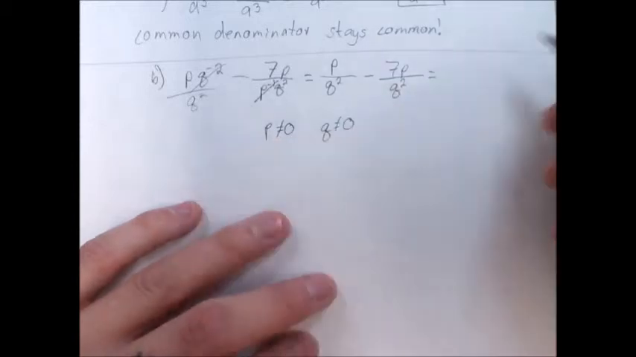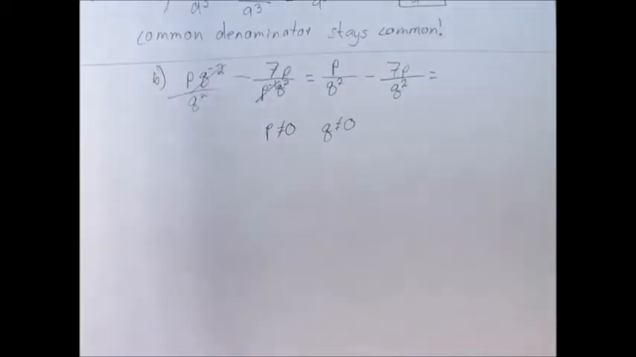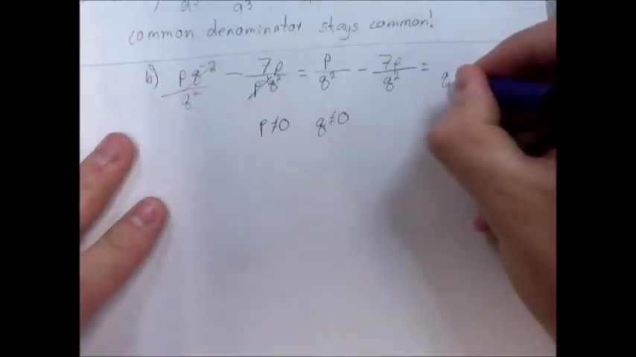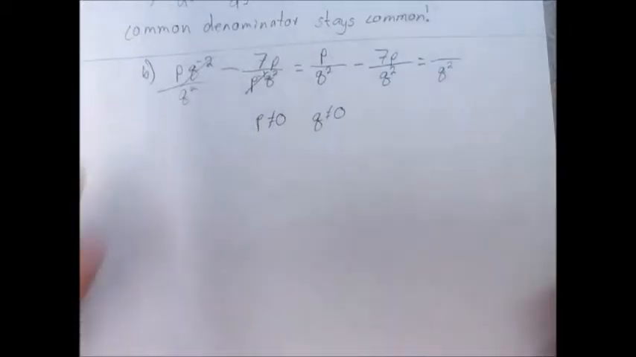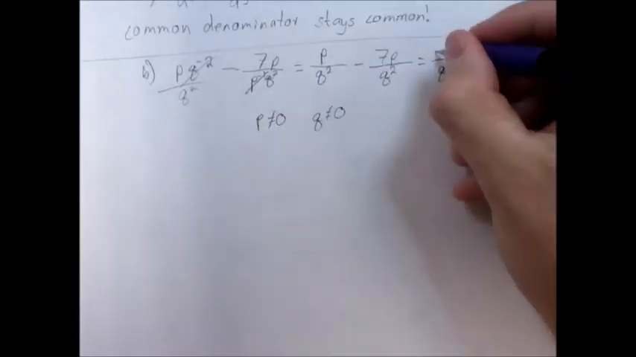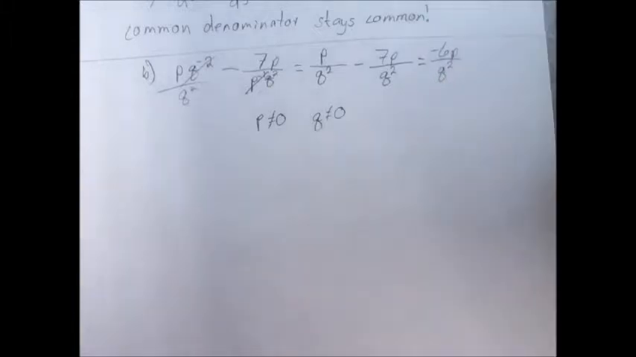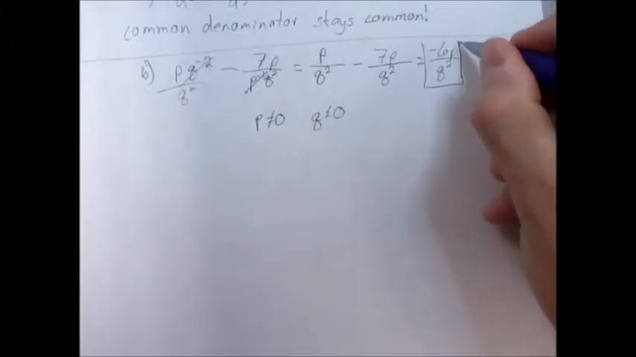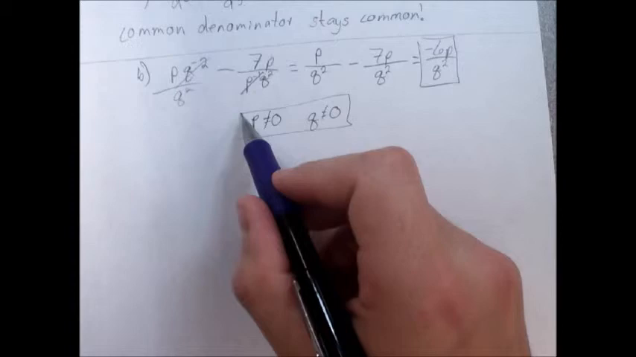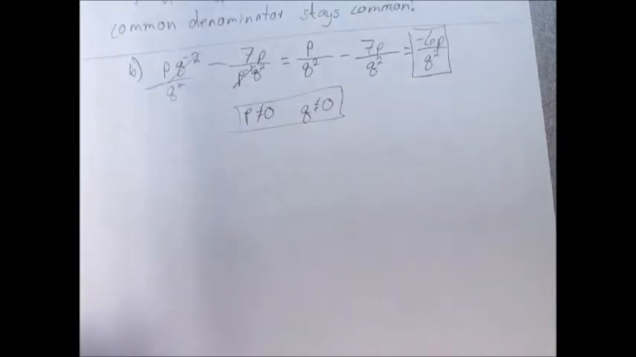Common denominator stays common. Negative 6p on top. Questions?